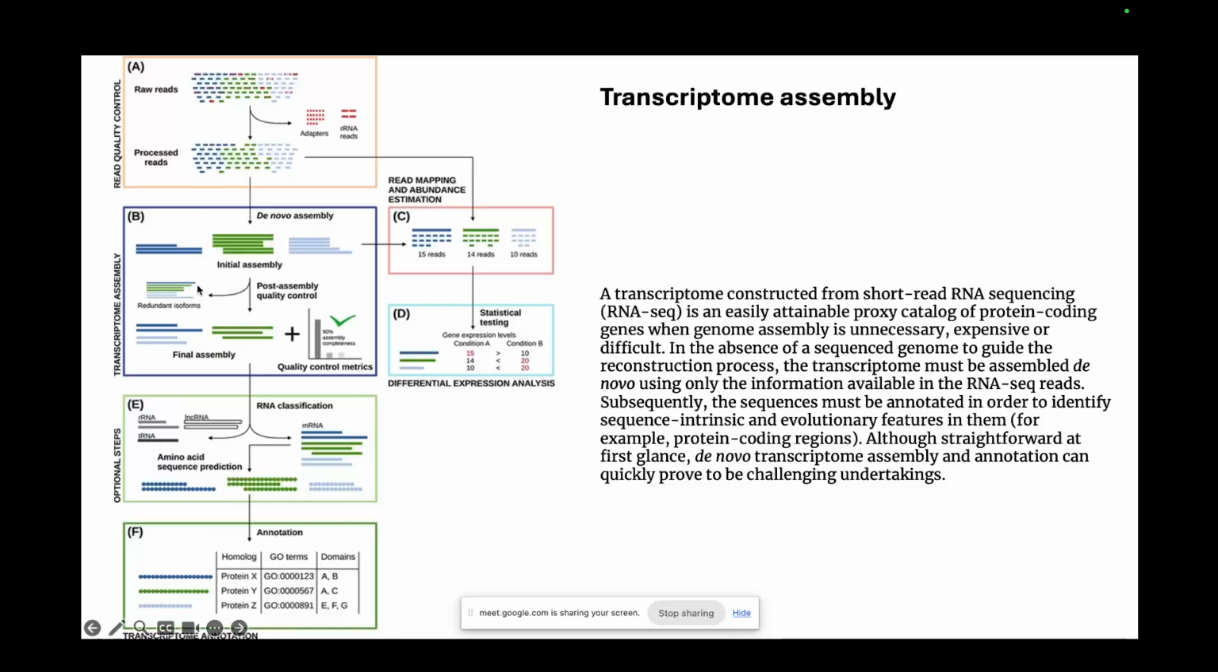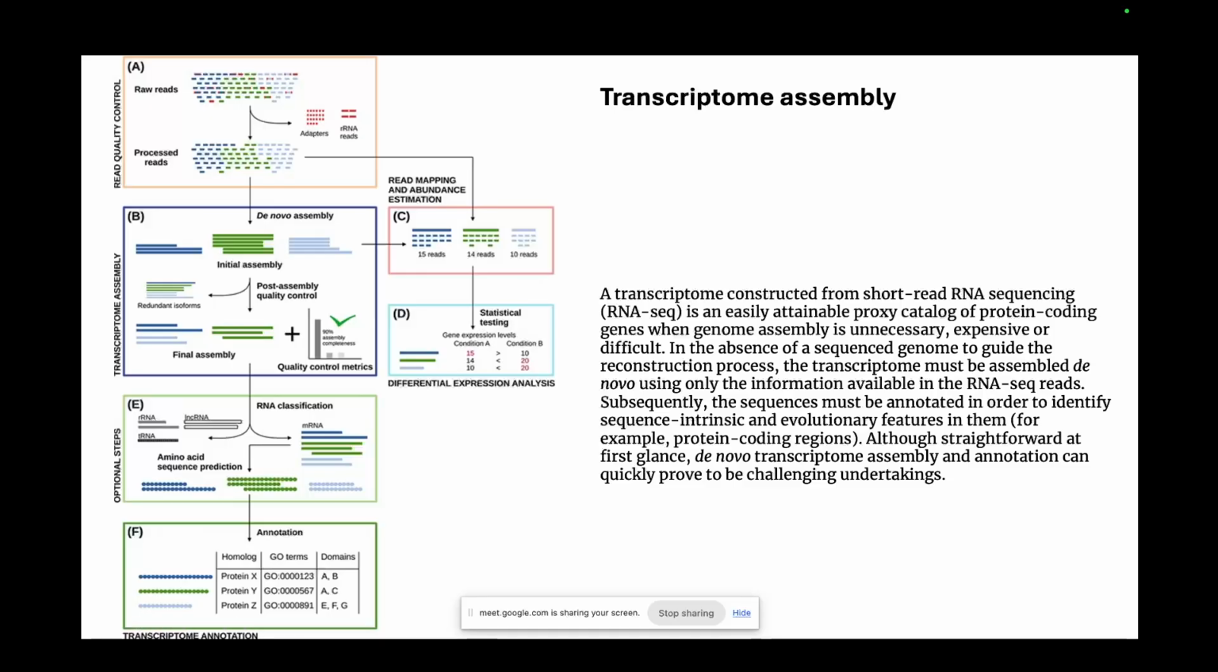undertaking. So what they do is they take this, and it is divided into these 6 steps basically. First, they take the raw reads and remove the adapters and the contaminations of other RNAs like tRNAs or other small RNAs that are there. They remove those contaminations. Then they do mapping and abundance estimation.